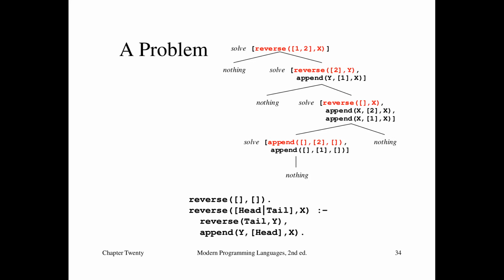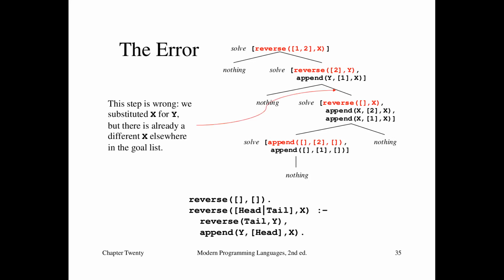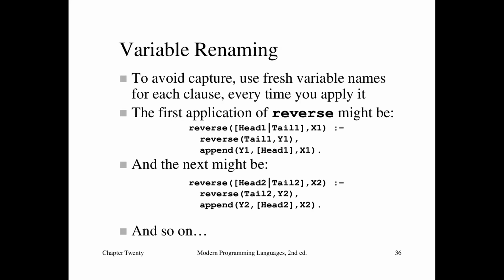Well, the problem with that is actually in the capturing of X, right? As we can see here, the step that we get to here is wrong because we substitute X for Y, but there's already a different X elsewhere in the goal list. So this is the nasty problem. It's not going to work out as we expected. In reality, what we need to do is rename the variables, in order to prevent capture, as we talked about in previous lectures.